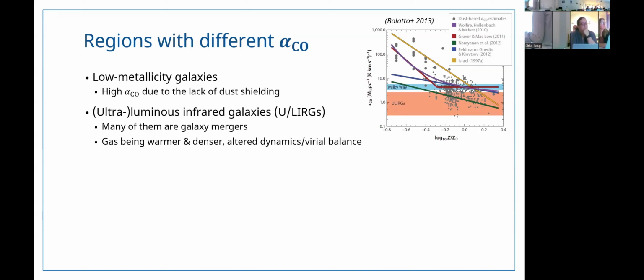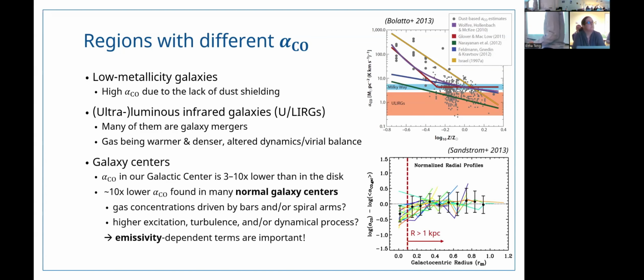And also for very active galaxies like LIRGs or ULIRGs, you can see that they typically have lower alpha CO than the Milky Way value. And this is because the gas in these ULIRGs may have higher temperature or turbulence that can increase the CO emission and decrease alpha CO.